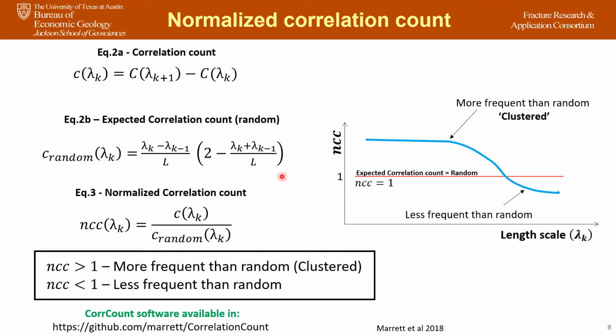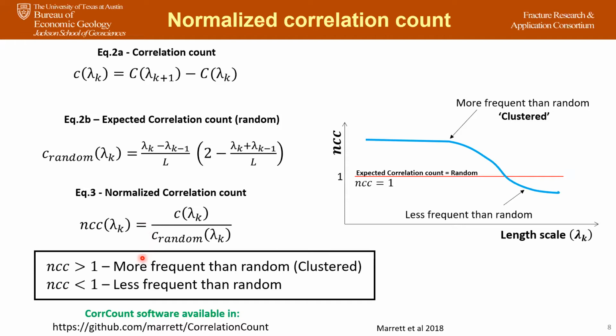And just to finalize, we can use equation 3 to calculate the actual normalized correlation count. What is actually a ratio? This is the ratio of the correlation count of your input data with the expected correlation count for a random arrangement.